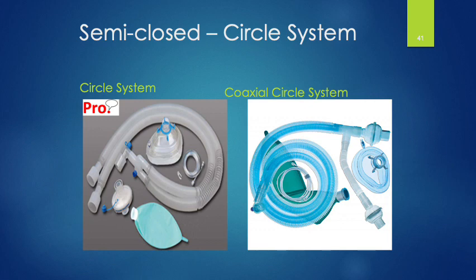So next, moving on to semi-closed or the circle system. This is the most popular breathing system in the United States. The circle breathing system prevents rebreathing of carbon dioxide by using carbon dioxide absorbents, but allows partial rebreathing of other exhaled gases. The extent of rebreathing of other exhaled gases depends on the arrangement of the breathing circuit and components, such as the fresh gas flow rate. Here you can see coaxial circuits. These are the circuits that we attach to our machines.